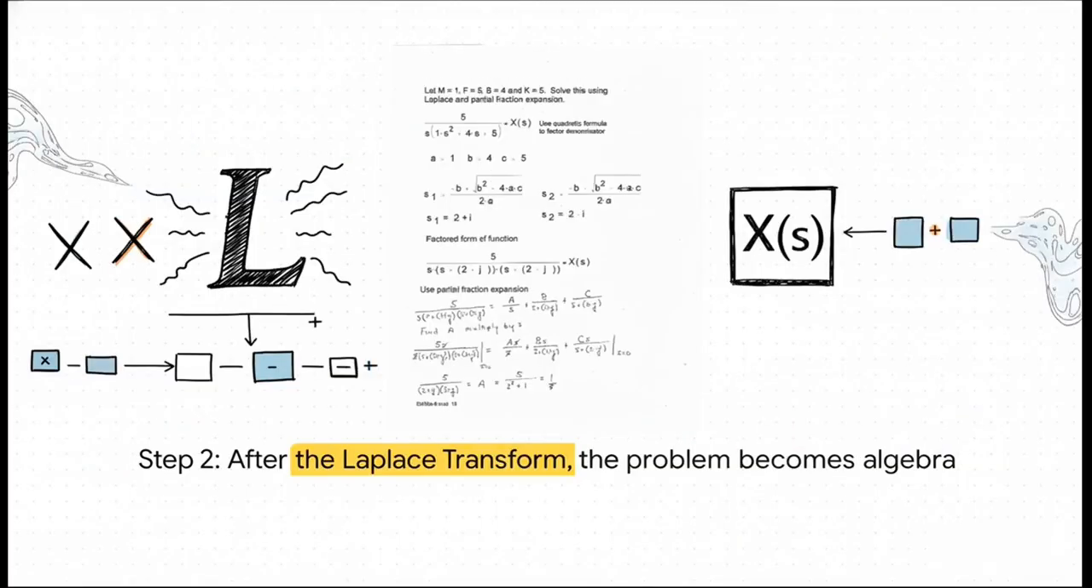But now, watch the magic happen. We take that entire messy equation and hit it with the Laplace transform. All those complicated derivatives just turn into simple multiplication by s. And just like that, poof, the calculus is gone. What we're left with is a simple algebraic equation that we can easily shuffle around to solve for the position, x of s. Seriously, the hard part is already done.